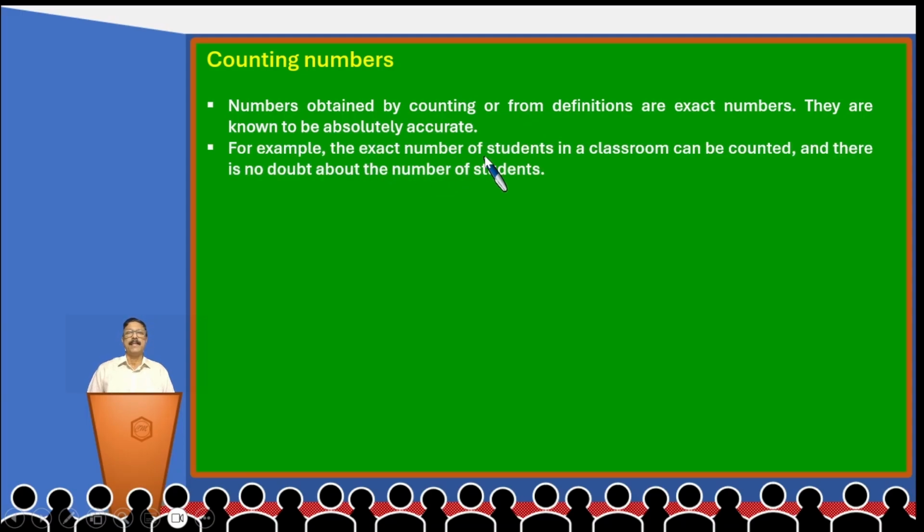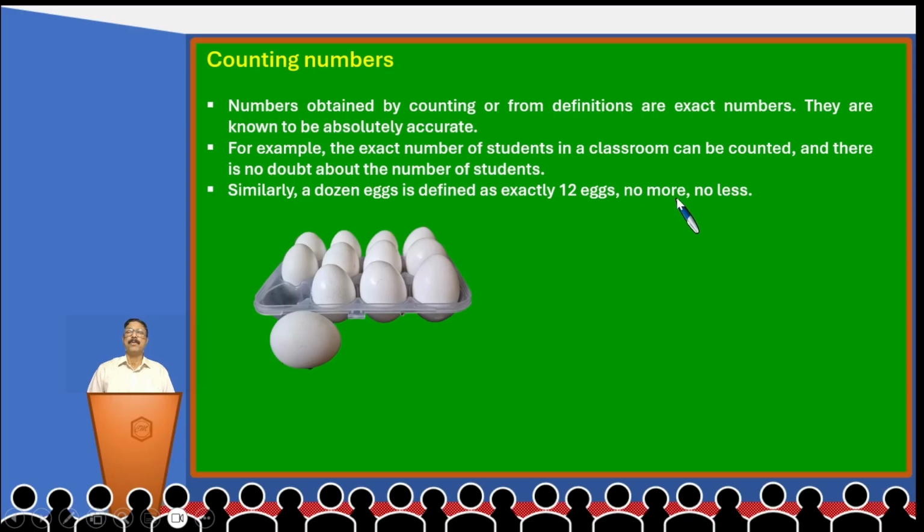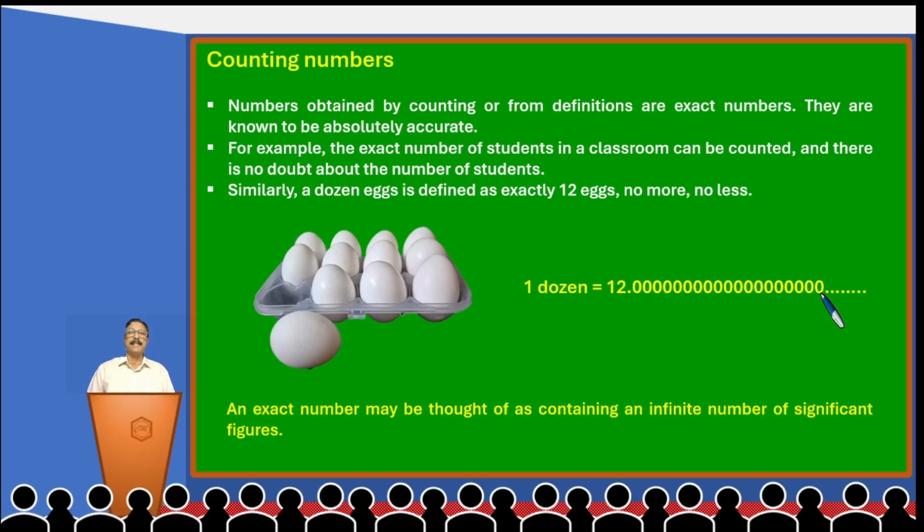For example, the number of students in a classroom can be counted, and there is no doubt about the number of students. Similarly, a dozen eggs is defined as exactly 12 eggs, no more, no less. One dozen is equal to 12.0000. Infinite number of 0 can be added. So an exact number may be thought of as containing an infinite number of significant figures.